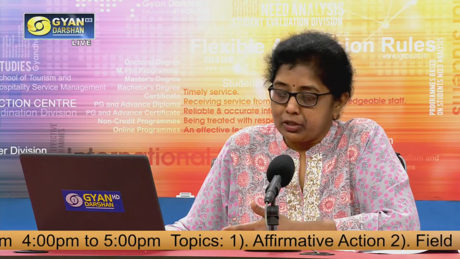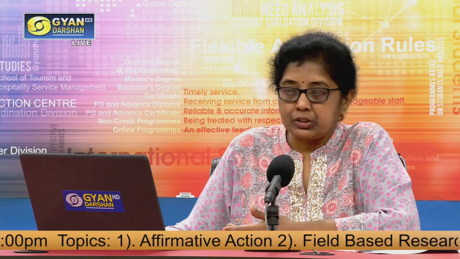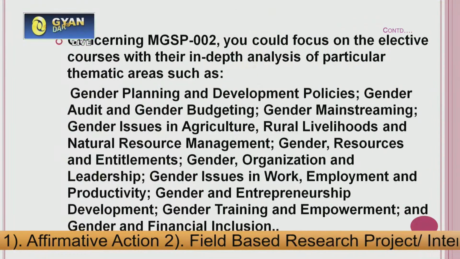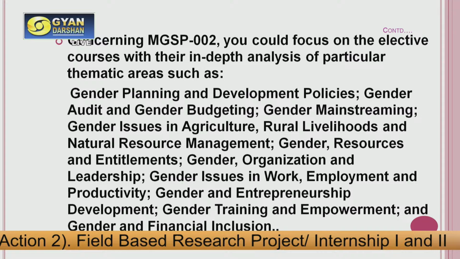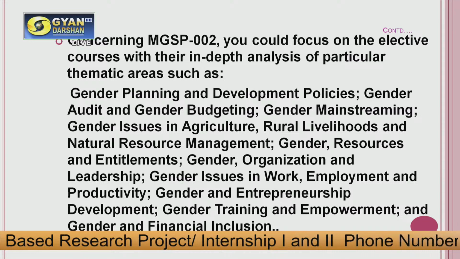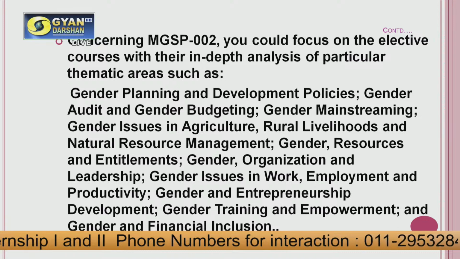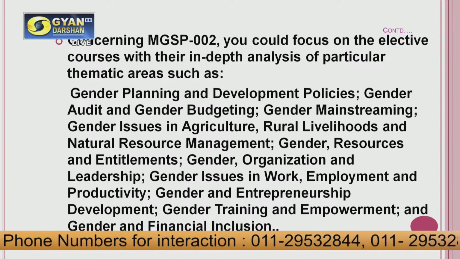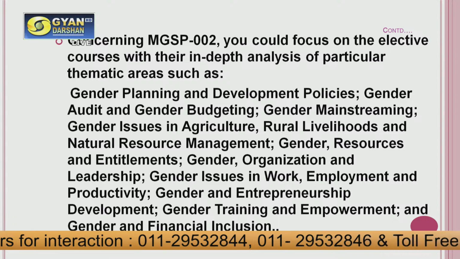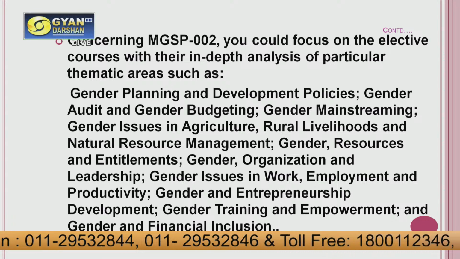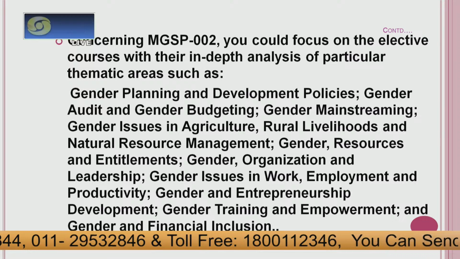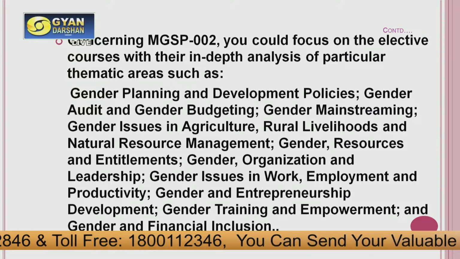These courses, as you are already aware, are about gender planning and policy making, gender auditing and gender budgeting, gender mainstreaming, gender issues in agriculture, rural livelihoods and natural resource management. Next are gender resources and entitlements, gender organization and leadership, gender issues in work, employment and productivity, gender and entrepreneurship development, gender training and empowerment, and gender and financial inclusion. These are the 10 courses.